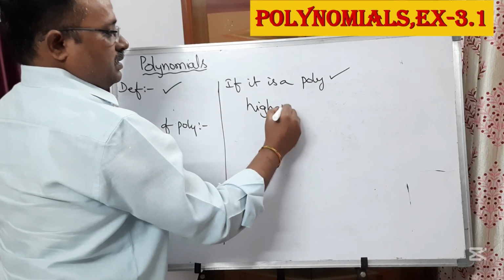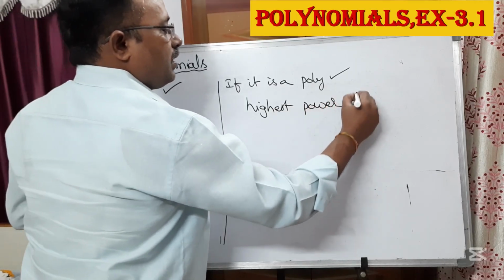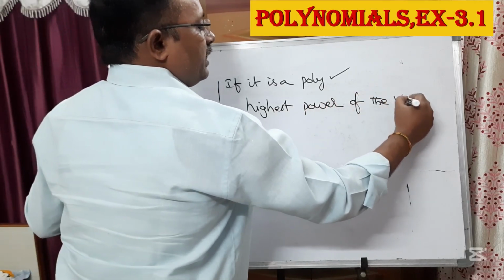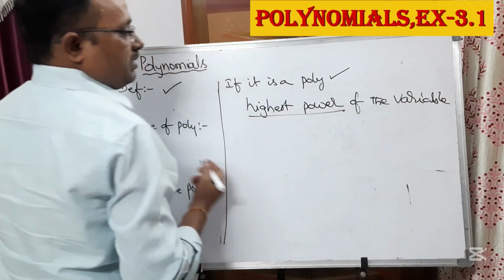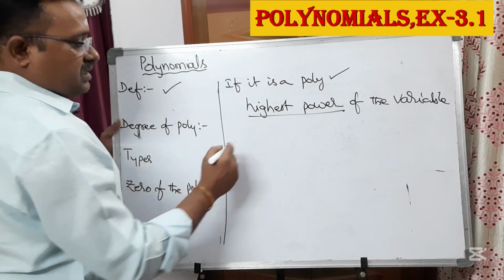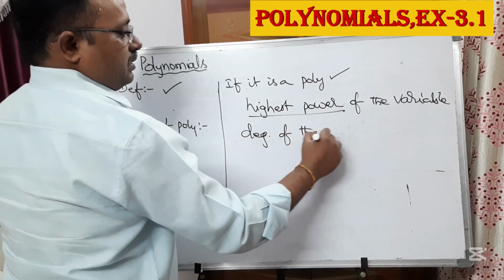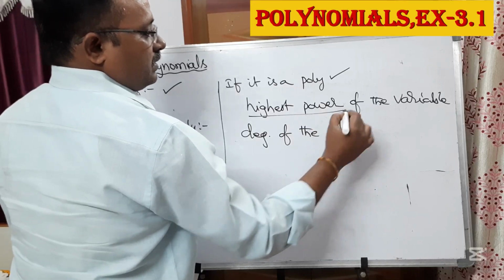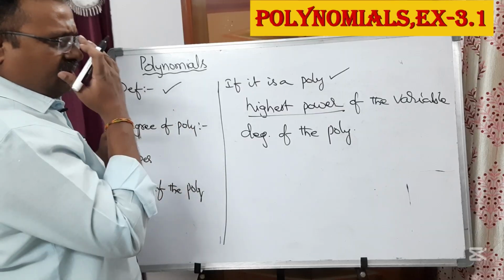What I wrote? Highest power of the variable. Highest power of the variable is called degree of the polynomial. Is that clear? So once again I am explaining.